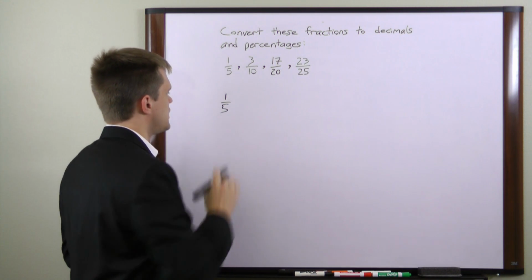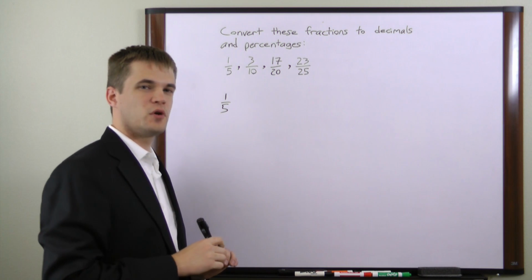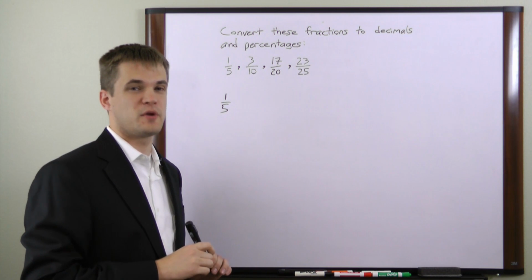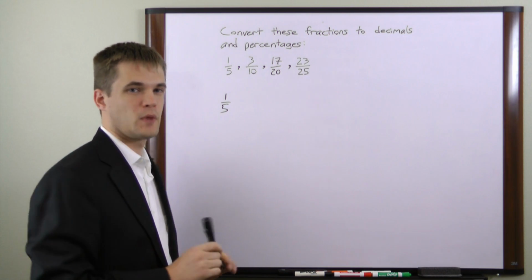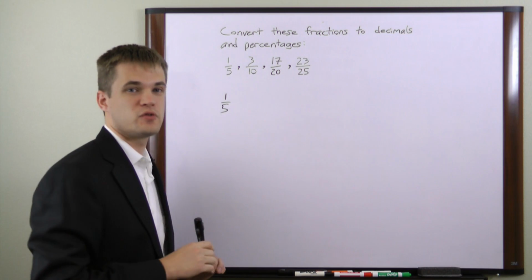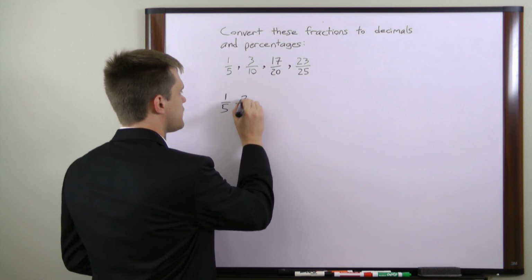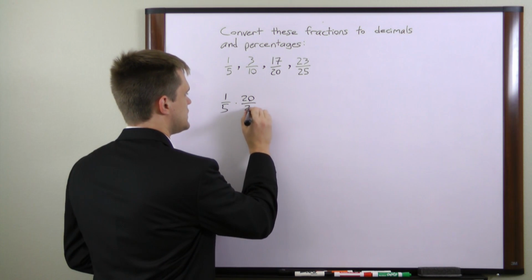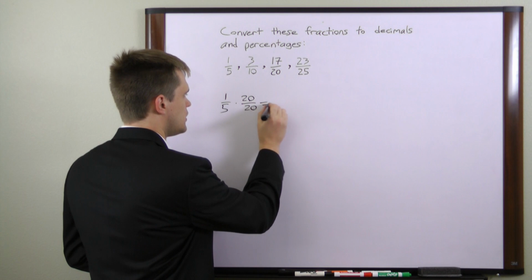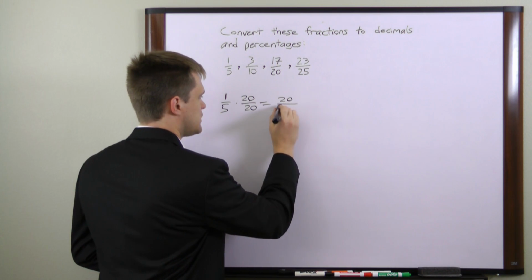To convert the denominator to 100 without changing the value of the fraction, we have to multiply both the numerator and the denominator by the same number. The number that allows us to create a denominator of 100, in this case, is 20. So we'll multiply 1/5 by 20 over 20. 1 times 20 is 20. 5 times 20 is 100.